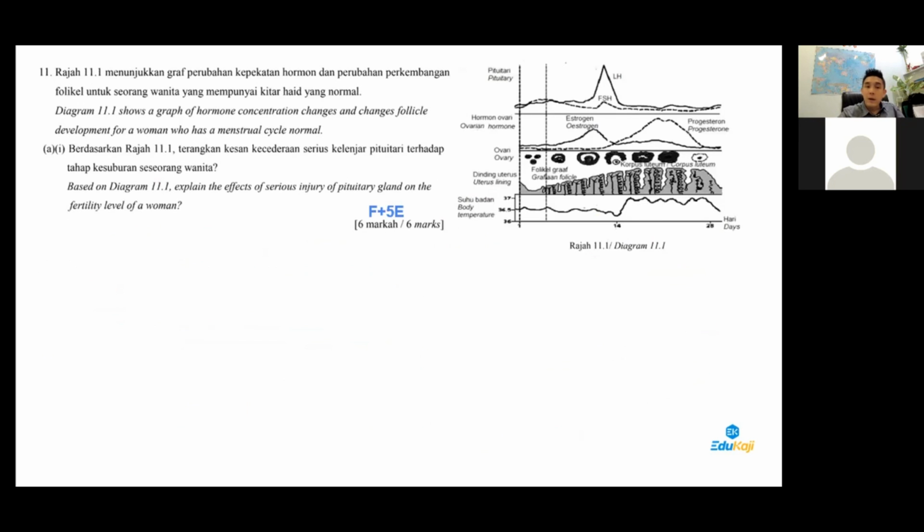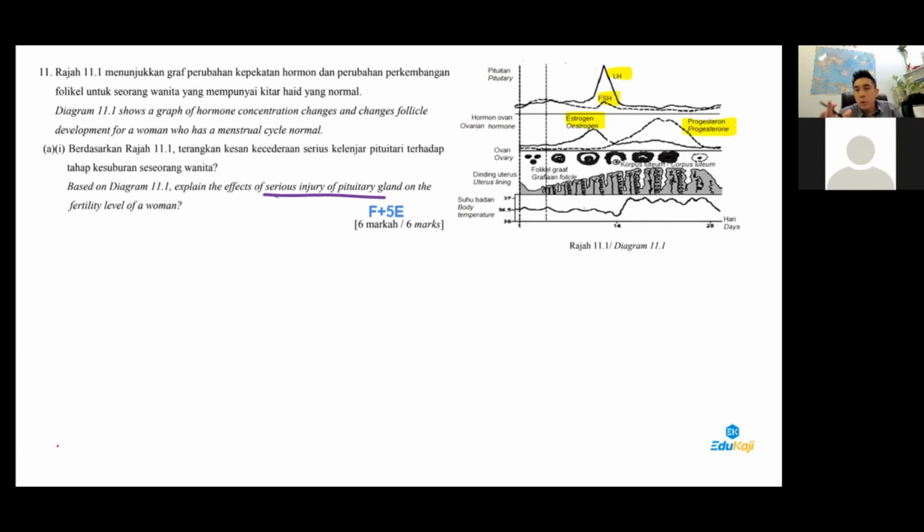Okay, guys, we have finally come to the final question. I think so far we have spent about an hour already. Okay, guys, let's look at this. Form 4, Bab 15. Explain the effects of serious injury of pituitary gland. Guys, there are 4 hormones that you have to know. It's all stated here: LH, FSH, estrogen, as well as progesterone. This is a KBAT question. What happens if the pituitary gland gets injured?